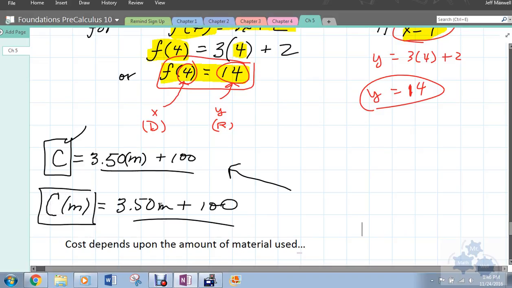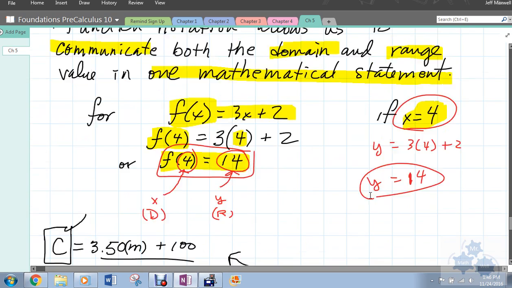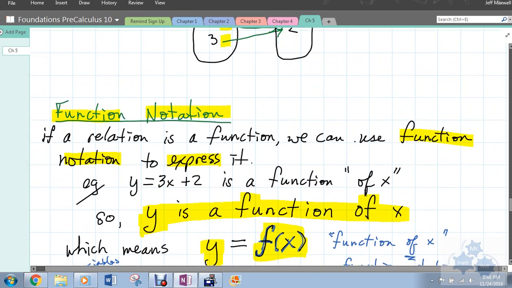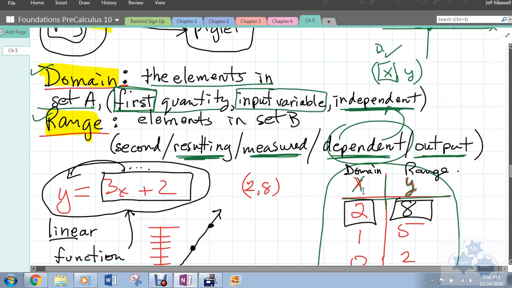Domain, range, input, output. All right, and then of course you can go backwards too if you want to write this just in 2 variables, then you write this one, C and M. Function notation, 2 variable notation. Okay, so that's the lesson there, the introduction to functions, properties of functions.